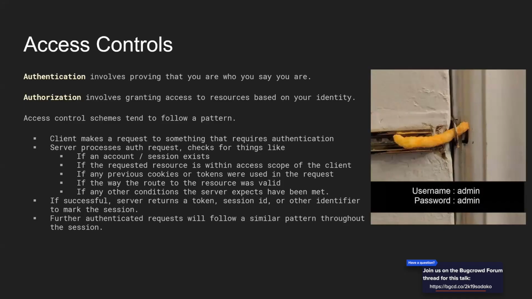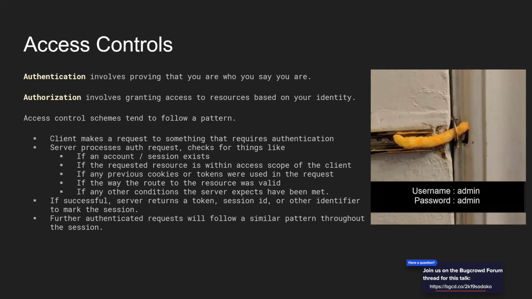From the get-go, we'll do some definitions here. Authentication involves proving that you are who you say you are, whether you're an admin or a guest or a developer. Authorization involves granting access to the resources that you requested based on your identity. Access control schemes tend to follow a pattern. This is very general, not pointing to any specific type of application, but usually a client or a user will make a request to something that requires authentication of some sort.